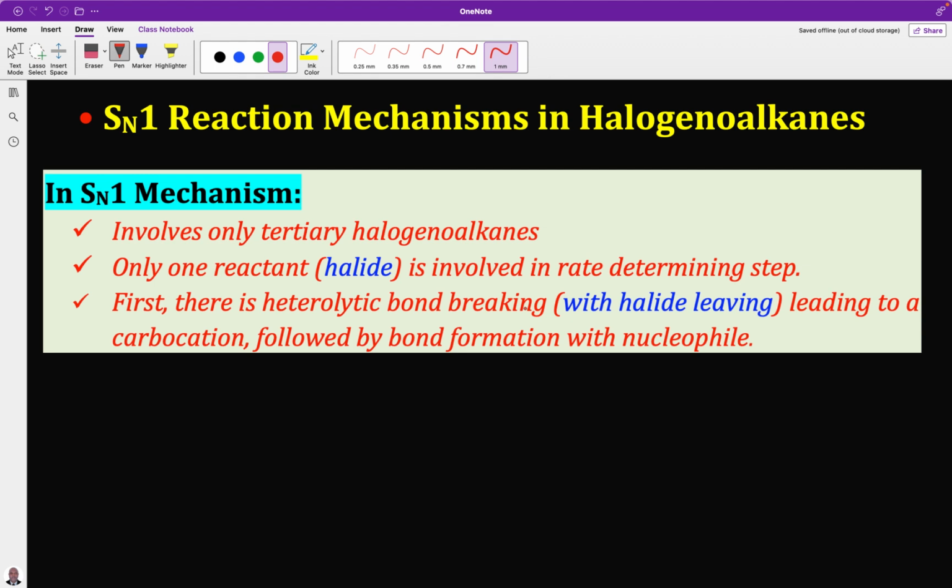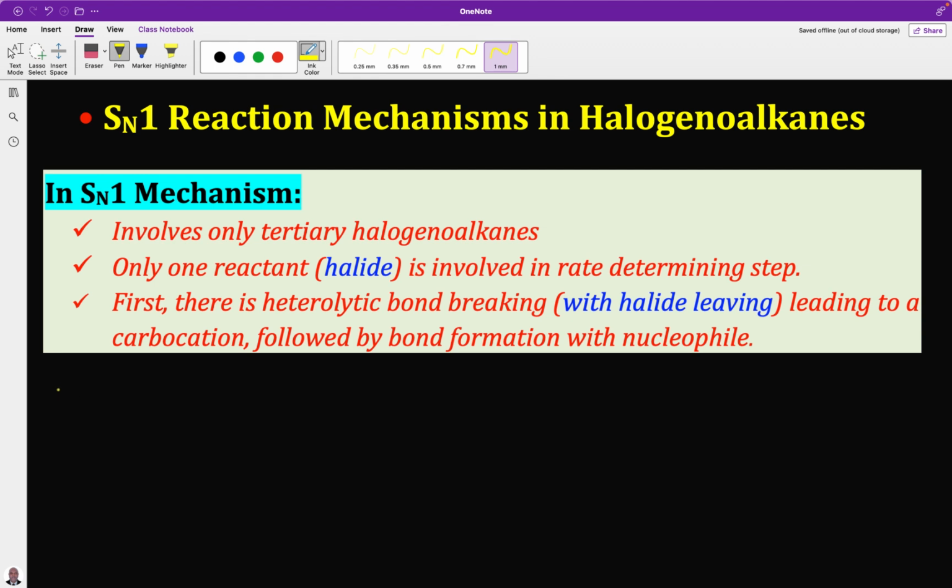SN1 reaction mechanism in halogenoalkanes. What is the SN1 mechanism? The S stands for substitution, and the N stands for nucleophilic. Then the 1 indicates the number of reacting species.